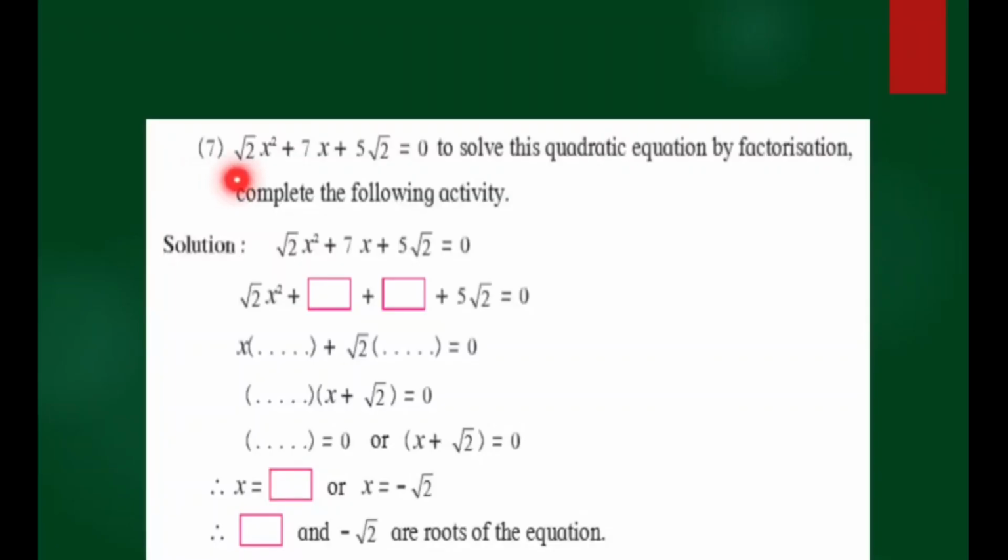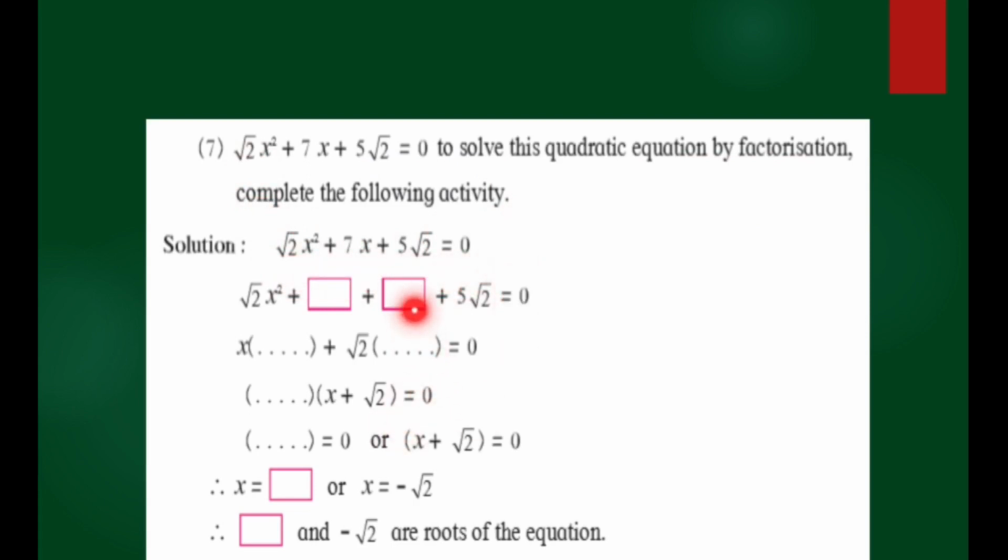Now see question number 7. We have to solve this equation by using this activity. So see the question, root 2x square plus 7x plus 5 root 2 equals to 0. Solve this quadratic equation by factorization, complete the following activity. So first we write the given equation, root 2x square plus 7x plus 5 root 2 equals to 0.